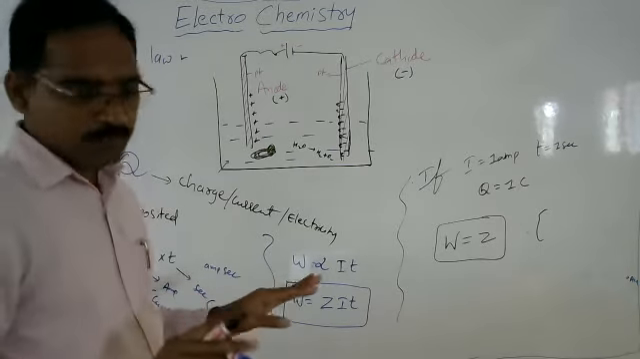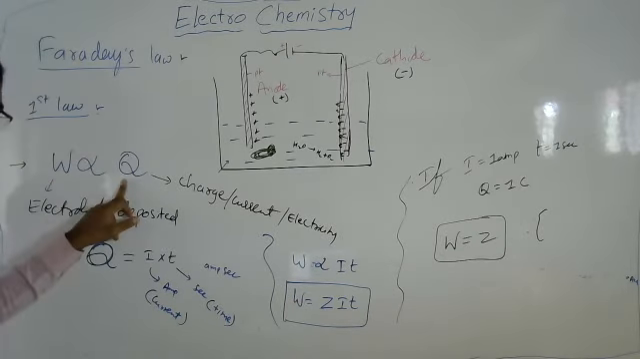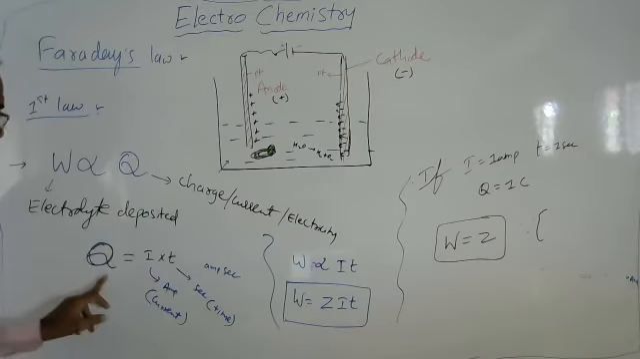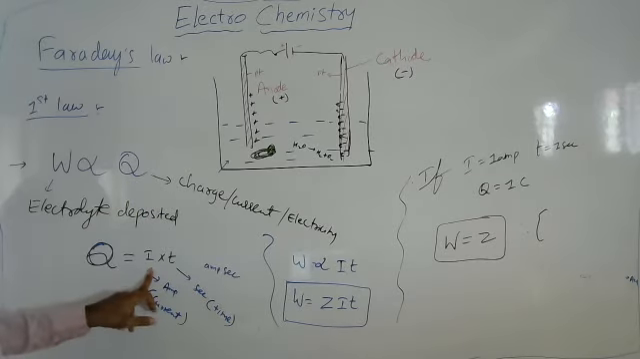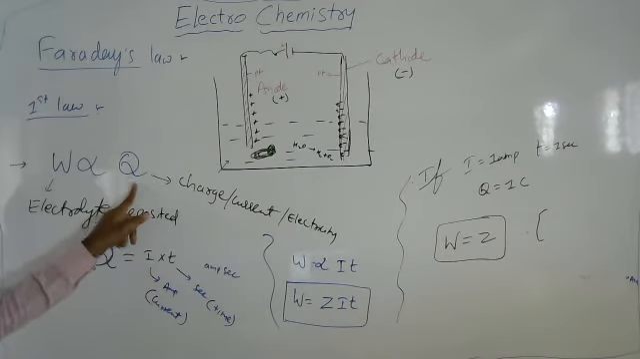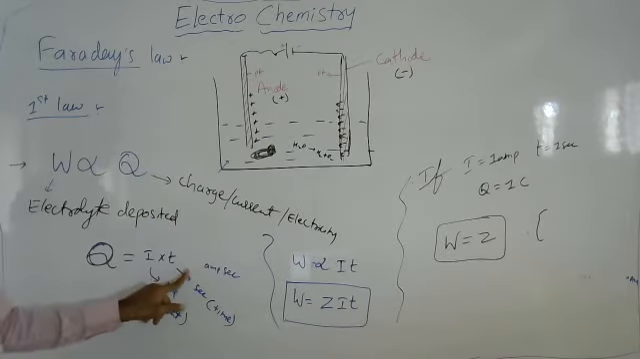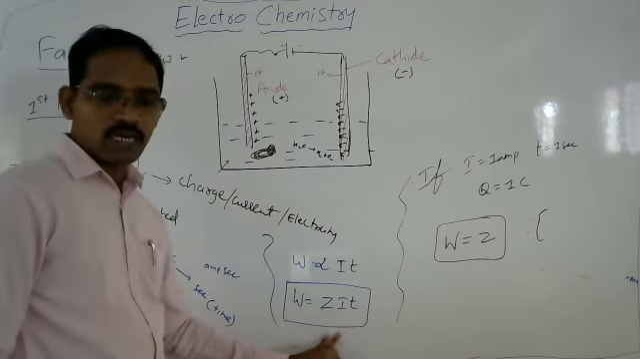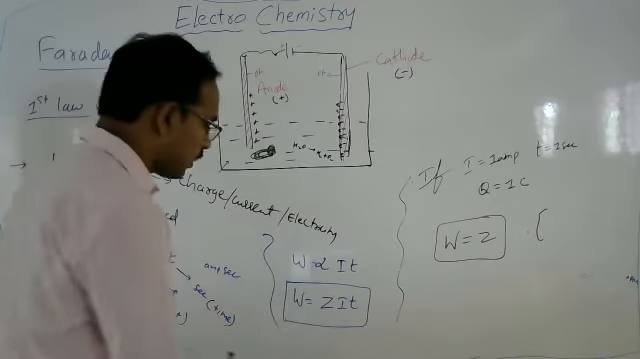First point clear. Then the formula: W directly proportional to Q. Q is in coulombs. Q equal to IT. Why IT? Charge equals current into time. Then W equal to ZIT. What is Z? Electrochemical equivalent mass.